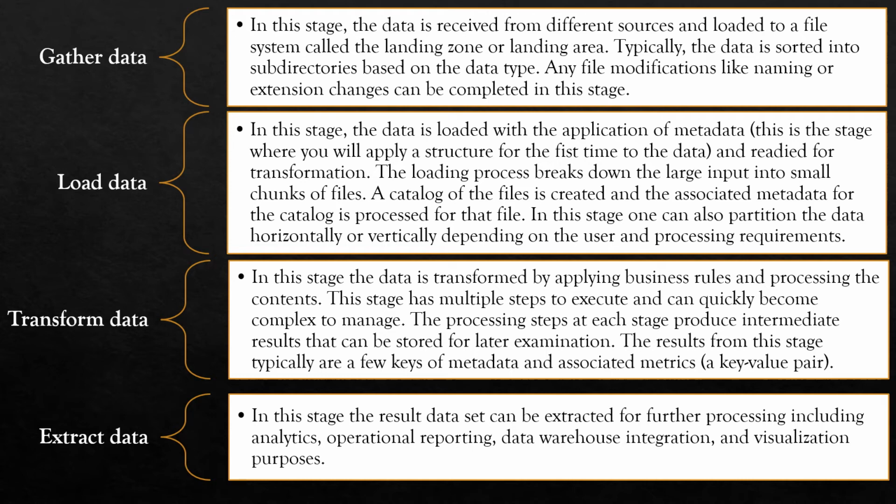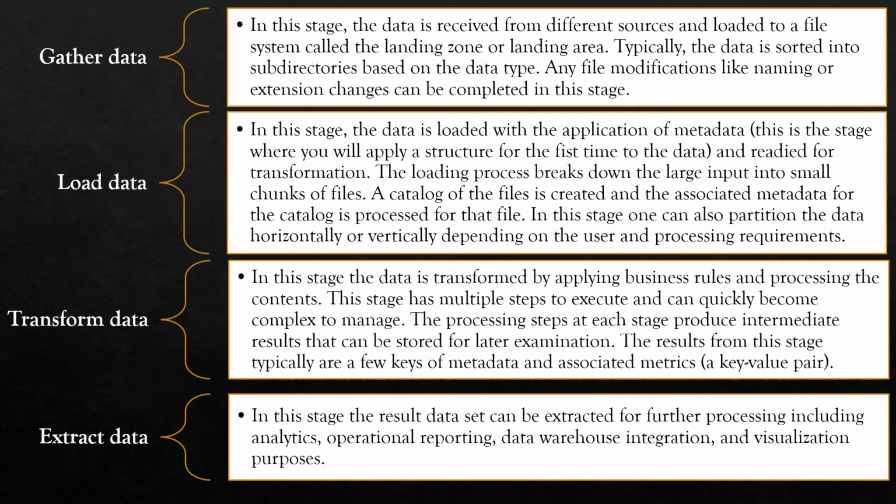Okay, next stage is load data. The data will be loaded after it's gathered, with the application of metadata, and then it's ready for the transformation. The loading process breaks down the large input into small chunks of files. So that means we have a large data, and the data will be loaded into very small data. But a catalog of the file is created and the associated metadata of the catalog is processed for that file. In this stage, one can also partition data horizontally or vertically depending on the user and processing requirements. So it's up to you whether you want to partition data horizontally or vertically.